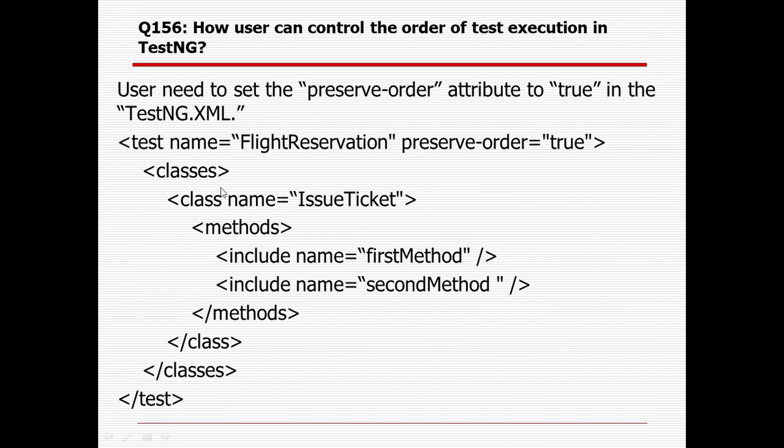Then you need to use the class, where I give the class name, under which we include the method names, right? Suppose first method, second method, like that. So they will be executed in the order of the names. The first method will be executed first and the second method will be executed next. In case we are adding multiple methods, they will be executed like that. Then you need to close the methods, class, classes, and test tags.